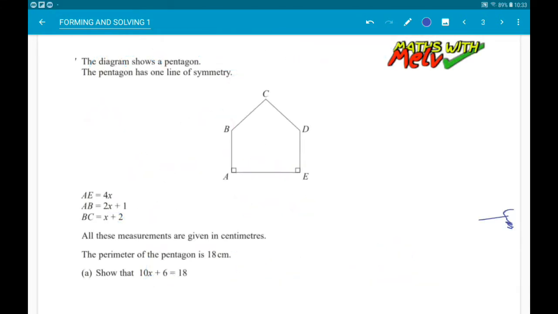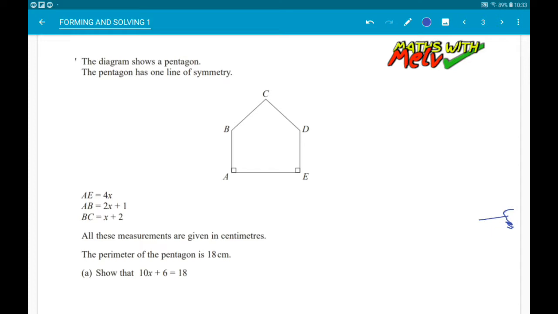Okay, second question. The diagram shows a pentagon, and the pentagon has one line of symmetry. We are told AE is 4x, AB is 2x add 1, and BC is x add 2. All the measurements are given in centimetres. The perimeter of the pentagon is 18 centimetres. Part A, show that 10x add 6 is equal to 18.